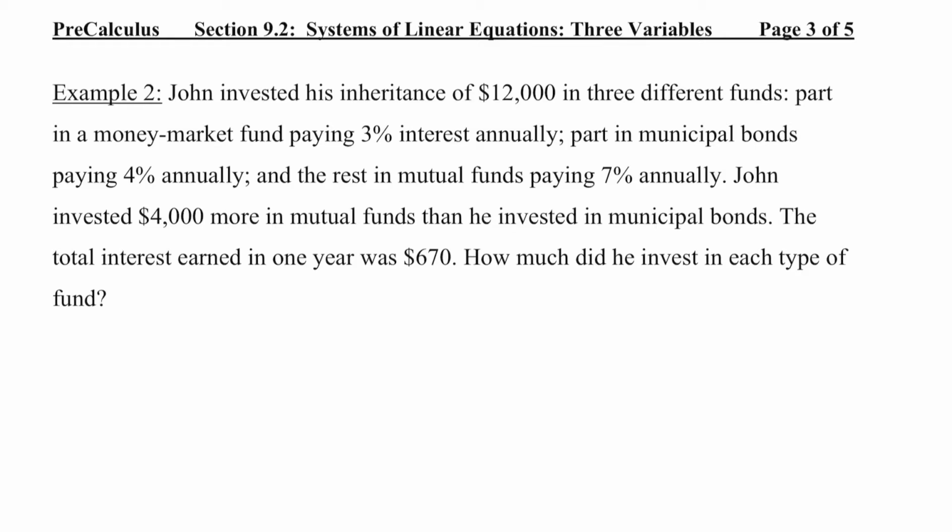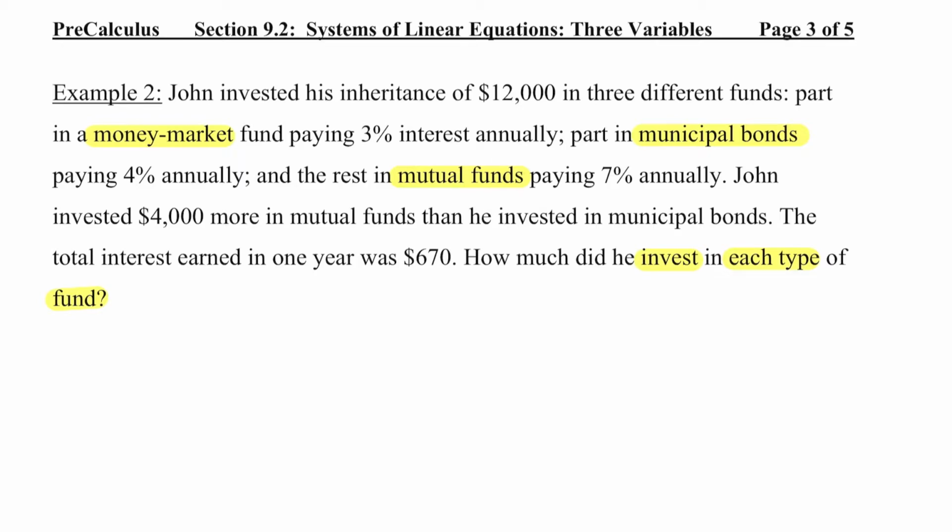The question is asking me, how much did he invest in each type of fund? I have 3 different types. The first one is the money market fund. The second one is municipal bonds. And the third one is the mutual funds. I don't know how much he put in each of these, but I know that the total he invested is $12,000. So I have 3 different unknowns: the money market fund, the bonds, and the mutual funds.